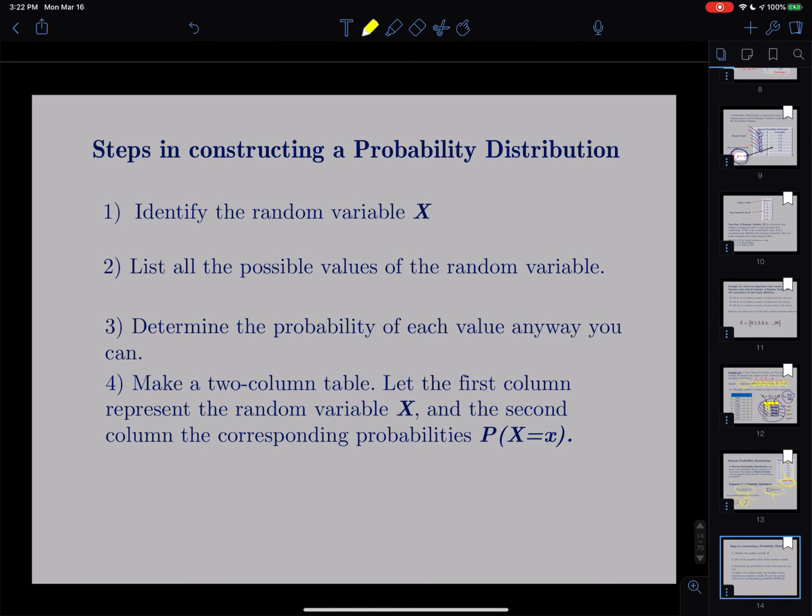Steps in constructing probability distributions. You don't need me to go through this. You guys could read this yourself. I want to focus more on showing you structure and problems.